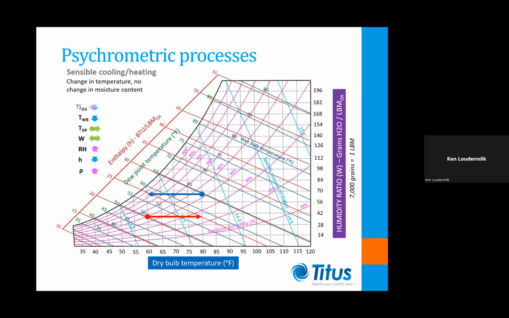Conversely, a sensible heating process involves an increase in the mixture's dry bulb temperature with no change in its moisture content. The mixture's wet bulb temperature, specific volume, and enthalpy will increase, while its relative humidity and density are reduced.